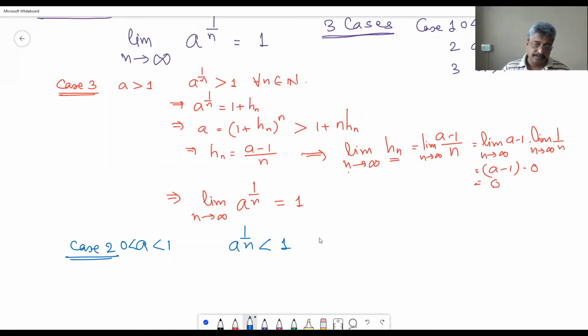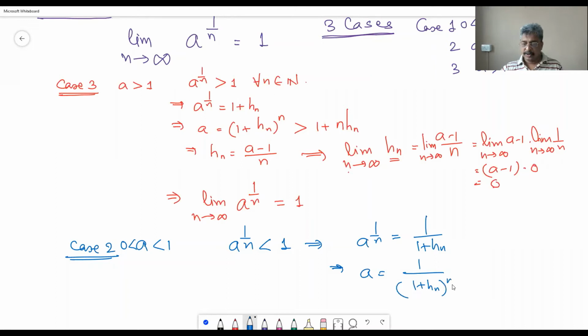Correct? So here the adjustment that we are doing is a raised to 1 by n, let a raised to 1 by n be equal to 1 upon 1 plus hn. In the denominator you are adding something, a small fraction, so that this total fraction becomes less than 1. Now therefore a is equal to 1 upon 1 plus hn raised to n, which is now going to be less than or equal to 1 upon 1 plus n times hn.